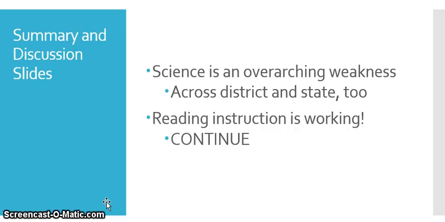So in summary, we've talked a lot about how science is an overarching weakness that was shown in the third through fifth grade scores combined, as well as individually with the third, fourth, and fifth grade scores pulled out separately. Science seems to be a weakness across the state and district as well. Our reading instruction as a whole, though, is also going very well. It's an area of strength, and whatever we're doing in our reading instruction seems to be working, and we should continue that.